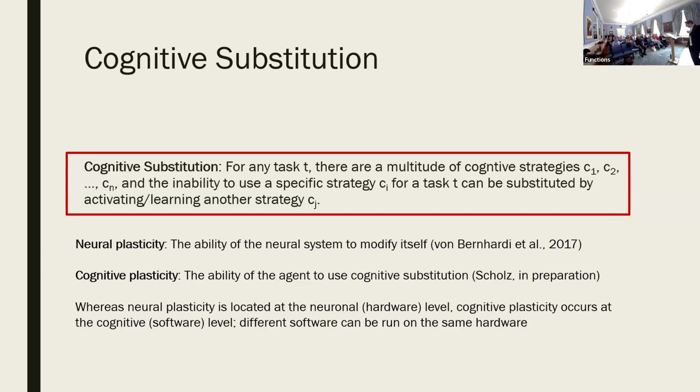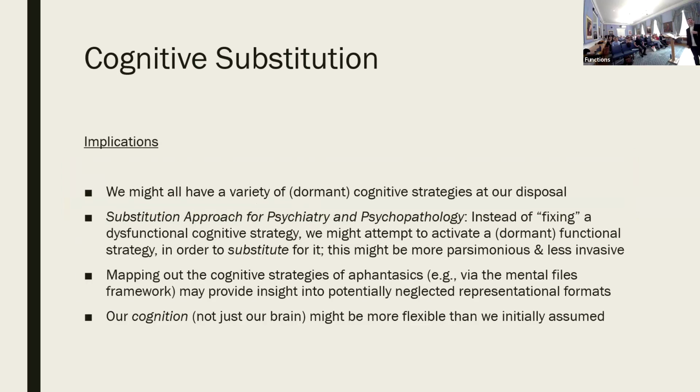Now, no, time is not too bad. Okay, so what are the implications of this? So one thing I already mentioned is this idea that we all have a variety of these dormant cognitive strategies, right? And I know that this is rather vaguely formulated, but again, this is work in progress, so I'm curious what you think about this.